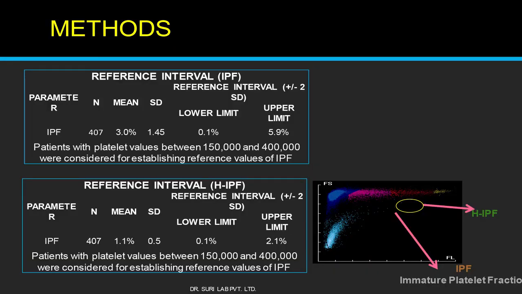So we decided to do some internal study in our own lab. Before anything else, you have to establish a biological reference interval, what is normal high fluorescence IPF. Our normal range for IPF was up to 6%, and for high fluorescence IPF it was up to 2.1%. Because it is a sub fraction of the total IPF, the high IPF range would obviously be significantly lower than the total IPF range.